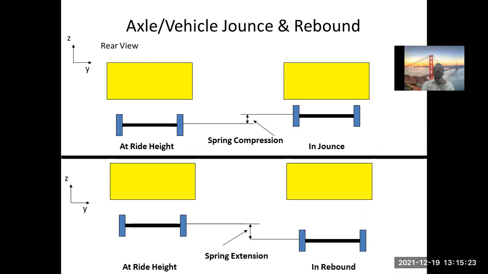Now, axle, vehicle jounce or rebound. So how does the vehicle rebound? Which motion is what we call a rebound type of motion? Okay, jounce or rebound type of motion.